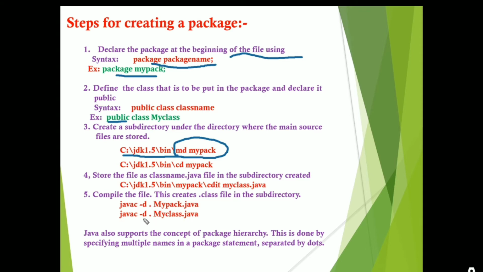This -d is used to compile into the parent directory. The javac command belongs to the JDK 1.5 bin, but we are executing in the mypack directory. So to compile this MyClass.java file, you need to use -d and a dot operator. And Java also supports the package hierarchy. This is done by specifying multiple names in the package statement separated by dots, like this.